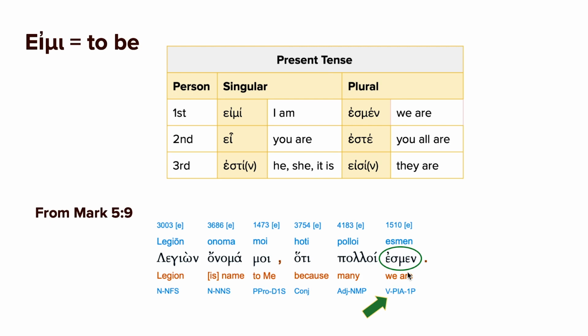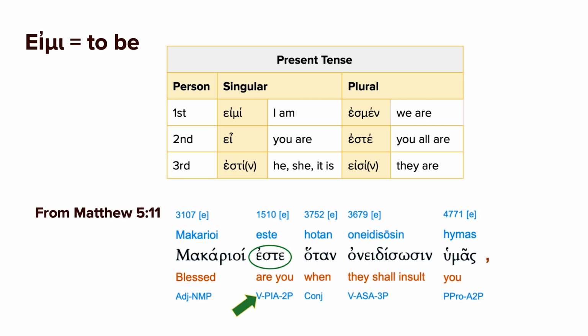So it's kind of an interesting little contrast there, because the demons are speaking, but they're saying the name of the one singular man. "My name is Legion." Legion was a division of a Roman army where it's a lot of men. So that's why "we are many," polloi esmen. We talked about polloi before. We are. And then second person plural we just talked about.